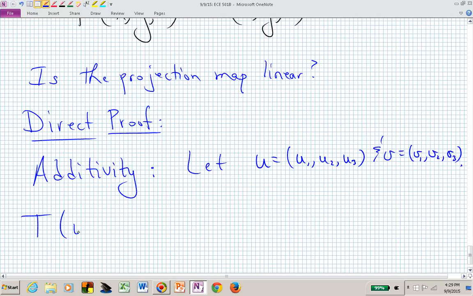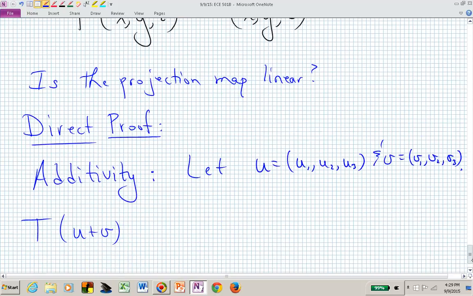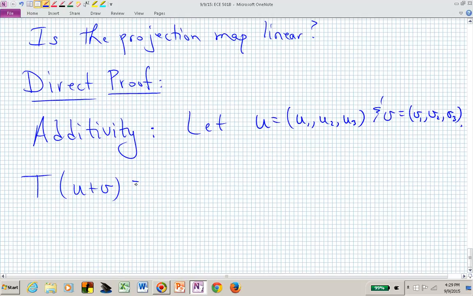With those arbitrary choices for U and V, we can take U plus V through this linear map T. Well, I'm sorry, this map, we're trying to justify that it's linear, this map T. Now if we start with U plus V, that's saying we are simply looking at the sum of the coordinates in U and V. We have U1 plus V1, U2 plus V2, and U3 plus V3. That's all we mean by T of U plus V.